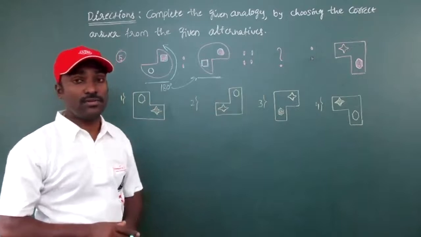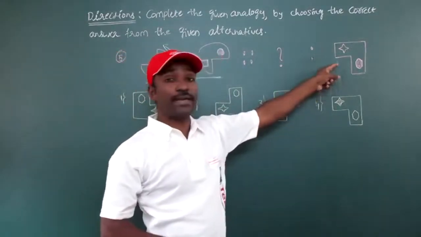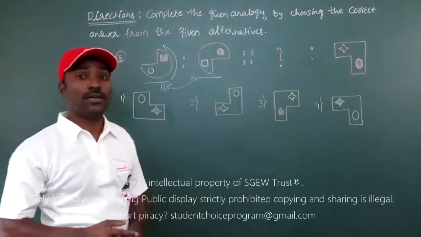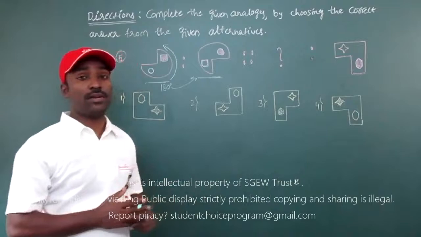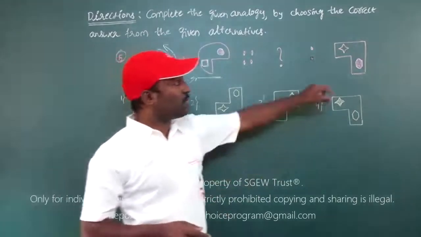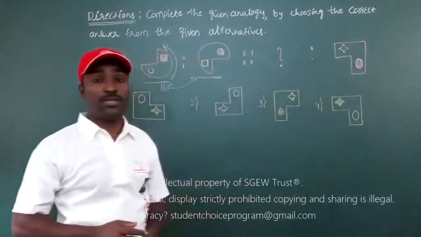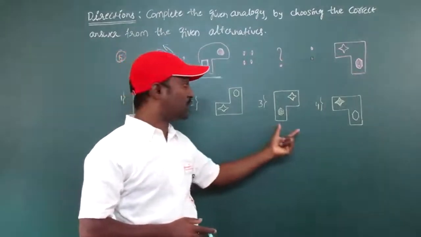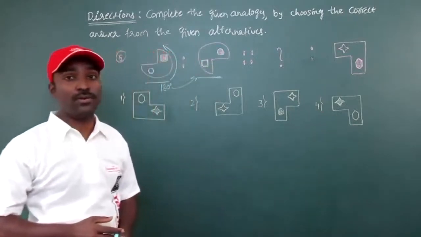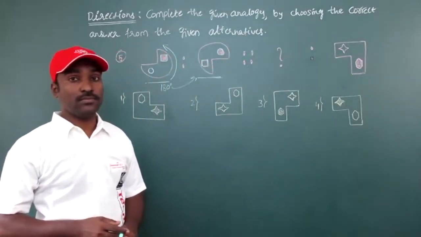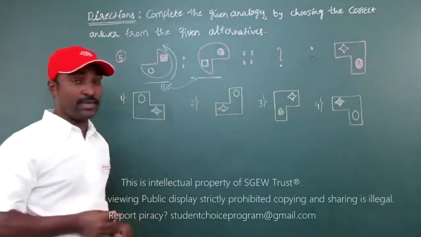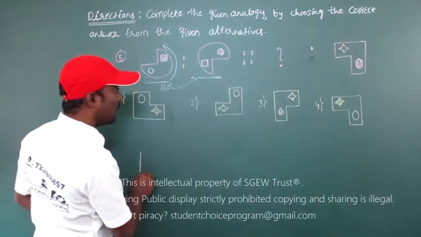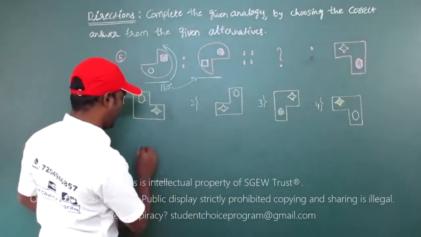So what do we have to do? Use this figure, rotate it by 180 degrees, and then you have to interchange the colored portion with the blank portion. If you rotate this by 180 degrees, which figure are you going to get? Whether you are going to get this, or option 3 or option 4? Yes, if you rotate that by 180 degrees, you are going to get something like this.